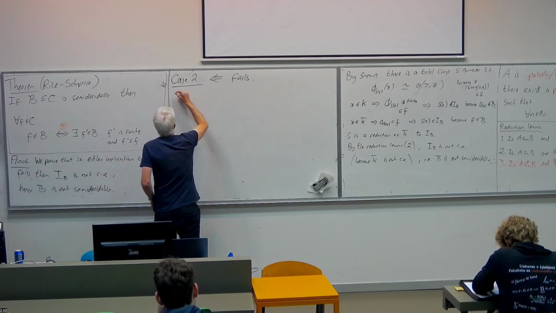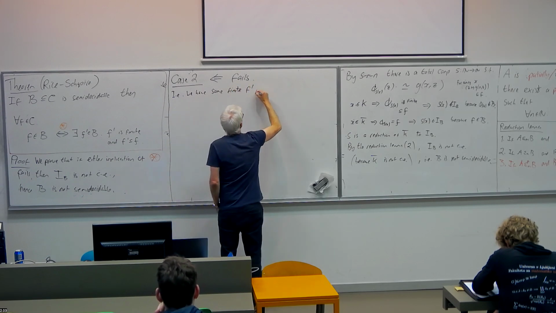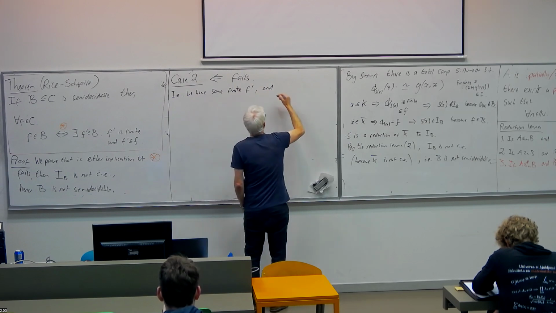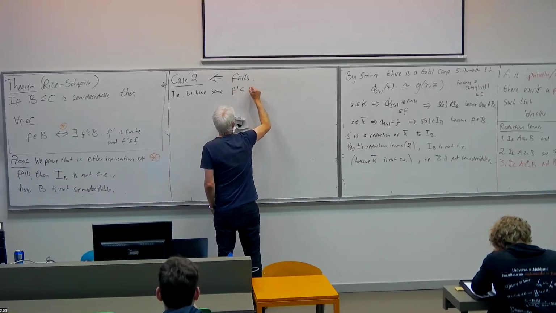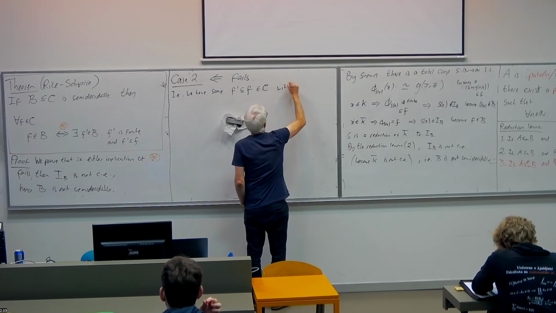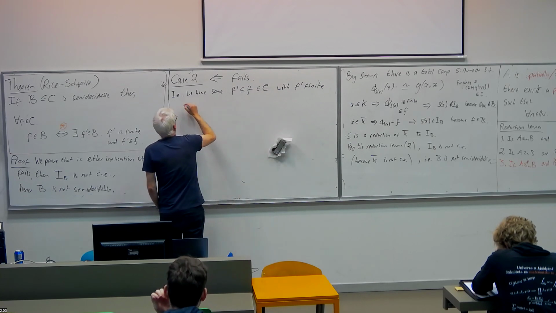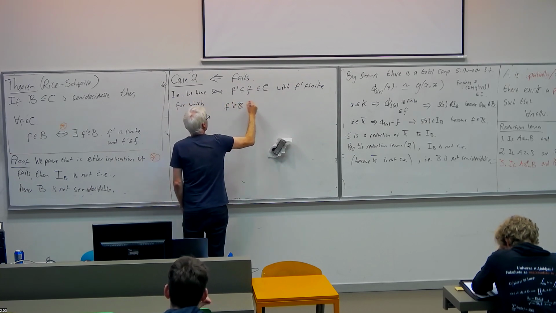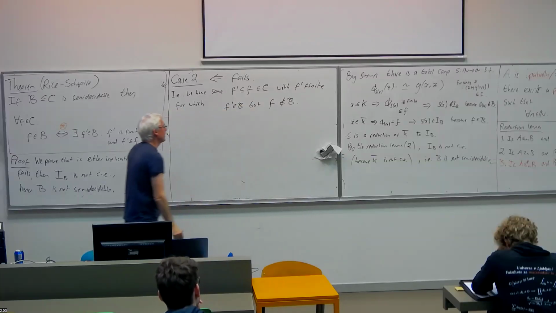I.e., we have some f prime, which is a subfunction of f with f prime finite, and for which f prime belongs to B, but f does not belong to B. And we want to again get a contradiction for this.